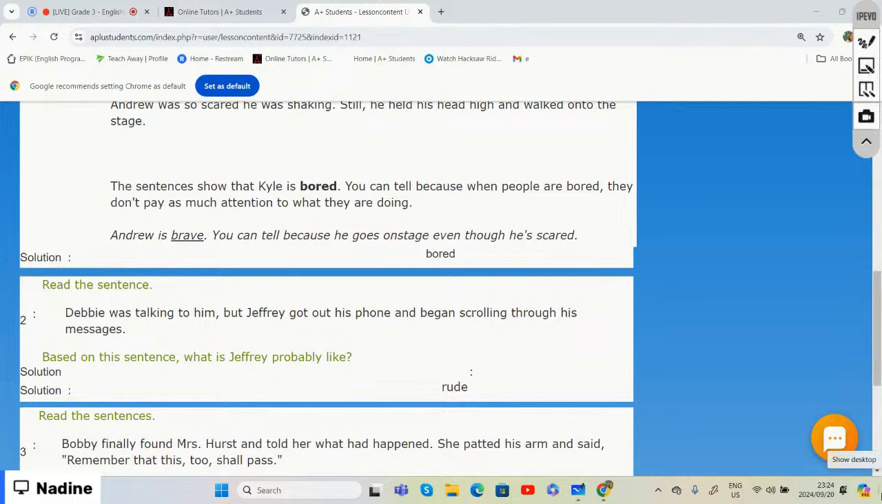What do you call somebody that does that, when you are talking to them and they just end up taking out their phone and start scrolling through the phone? How would you feel and how would you describe that type of person? Yes, you can describe that person as rude. It's very rude, actually. So we can describe Jeffrey as being rude.